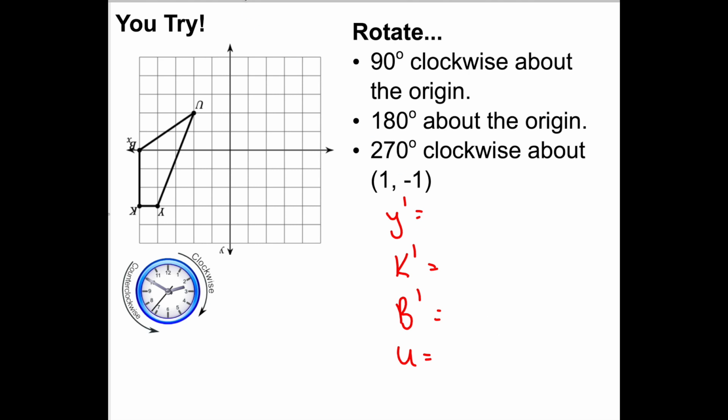So now, in no particular order, U prime has gone to negative 2, positive 2. B prime has gone to negative 5, 0. K prime has gone to negative 5, negative 3. And Y prime has gone to -4, -3.